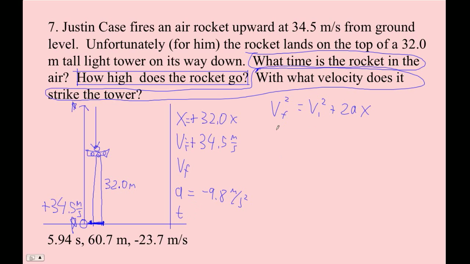So our final velocity is, we don't know, right? Final velocity squared equals 34.5 squared plus 2 times negative 9.8 times positive 32, right? And then, of course, I'm going to take the square root of this, and the square root of that is going to be the absolute value of the final velocity, right? Okay, so here we go. Square root, left parenthesis, 34.5 squared, plus 2 times negative 9.8 times 32, right parenthesis.